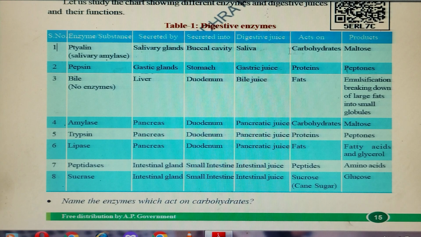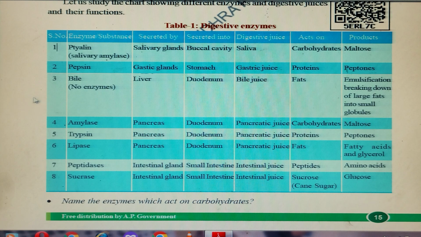In a similar way, pepsin is released in gastric glands. These gastric glands are secreted into the stomach. So here students have to remember gastric glands are secreting pepsin. Where are these gastric glands present? In the stomach, and the juice containing pepsin is gastric juice, and this gastric juice released by gastric glands acts on proteins, and proteins are converted into peptones.